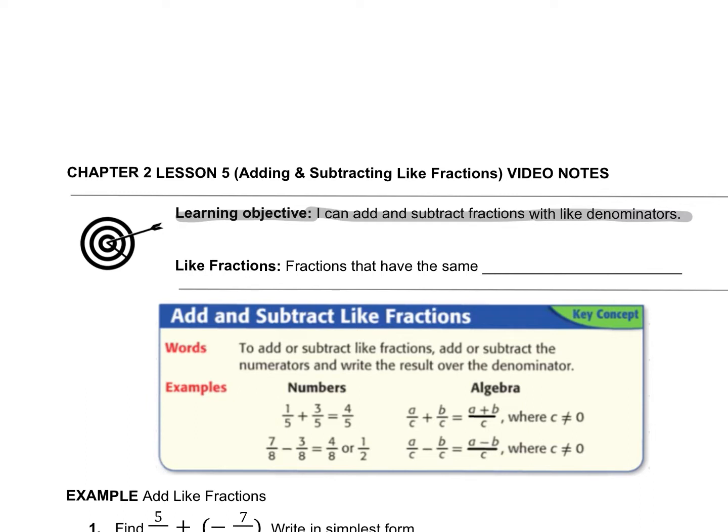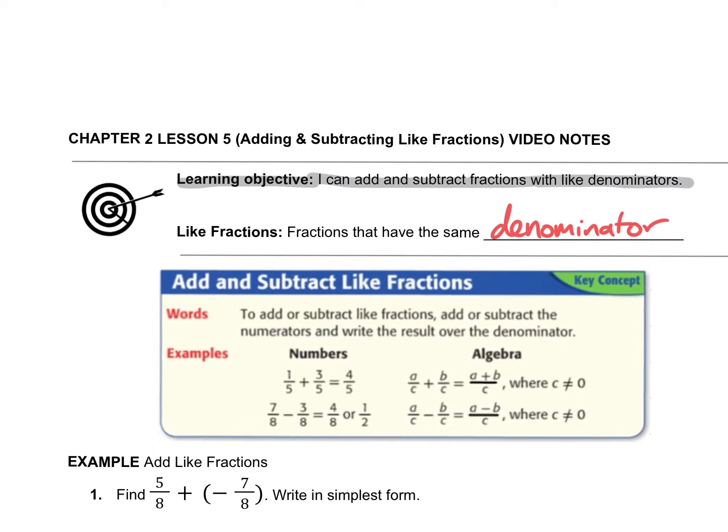So, fractions that are like fractions, these are fractions that have the same denominator. So, two things that are cut into the same number of pieces, comparing a pizza cut into fourths to another one cut into fourths. So they would have the same denominator. Here you see add and subtract like fractions.